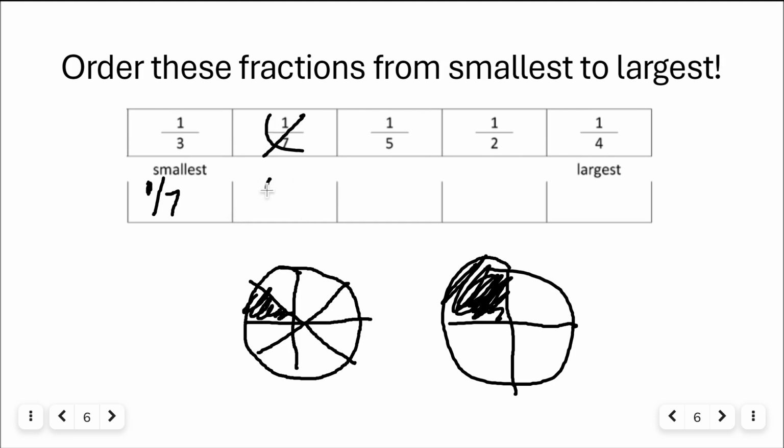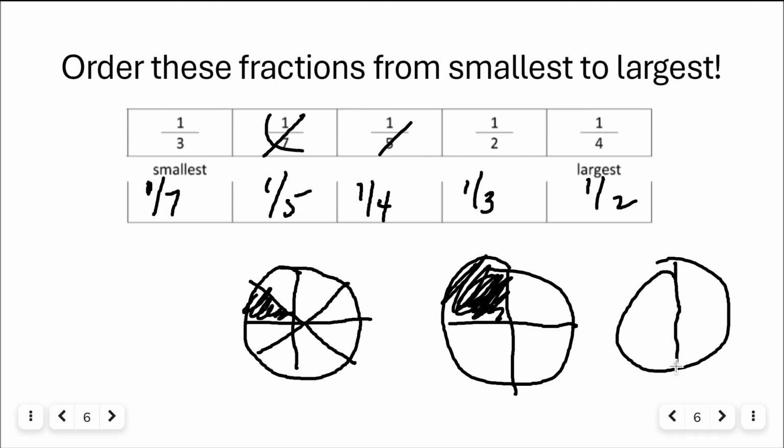The next smallest will be 1/5, because that's the next largest number of pieces, and I only have one. Then 1/4, then 1/3, and the largest number is 1/2. Because for 1/2, you're only breaking the circle up into 2 pieces, and you have one of those 2 big pieces. So that's going to be the largest of the bunch. So that's a way you can do it. If the numerators are all the same, then you can work like that, as if it were a diagram.